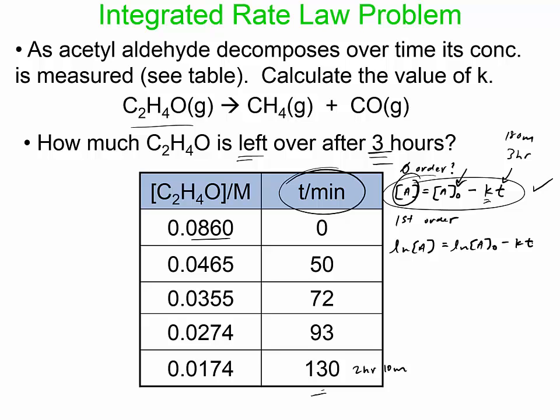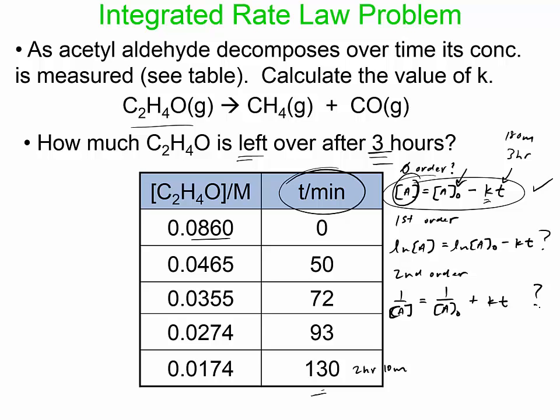And if it's second order, we're going to use this equation, 1 over the initial concentration plus kT. Okay, so what is it, zero, first, or second order? So this is what we do.